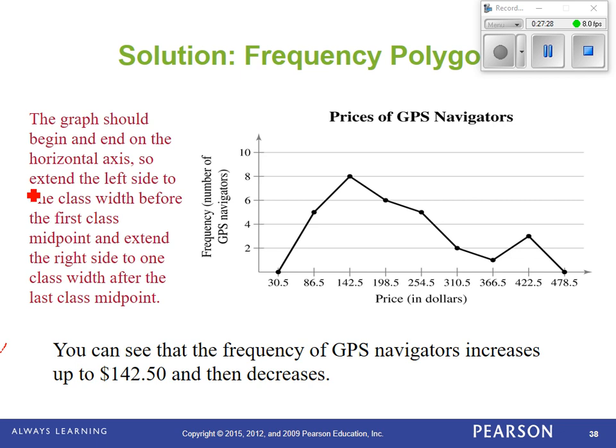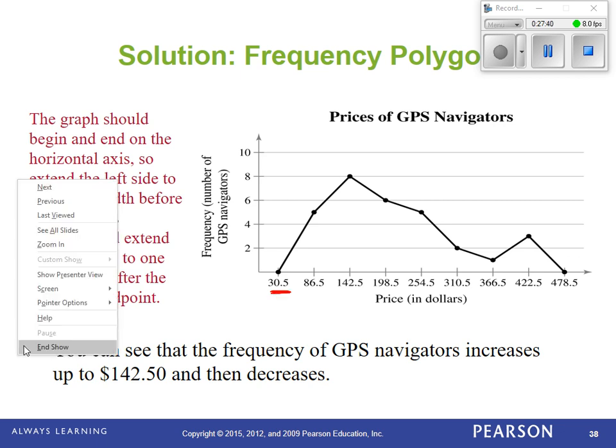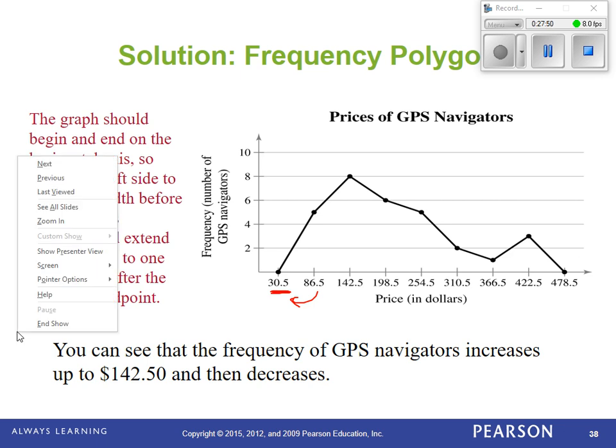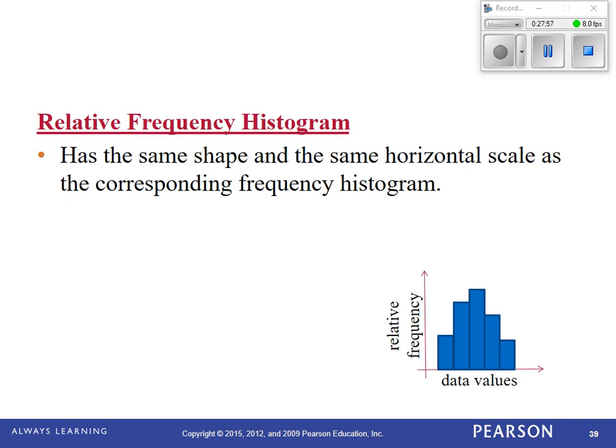So frequency polygon. Notice, they didn't even go down to 0, they went down to 30.5. How many of them had a price at $30.50? 0, so it doesn't matter. Go down to something. What they do on theirs is they went down this way, one class width lower than what we actually had. And on the other side, they went one class width above, because there was 0 for that also.